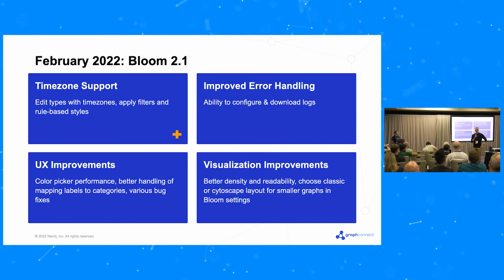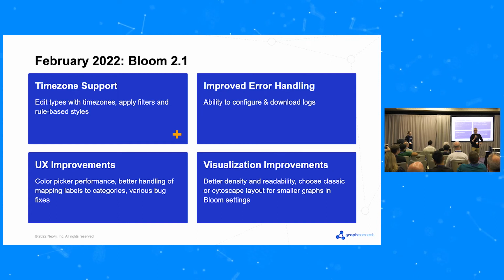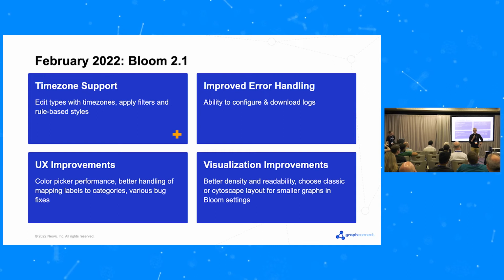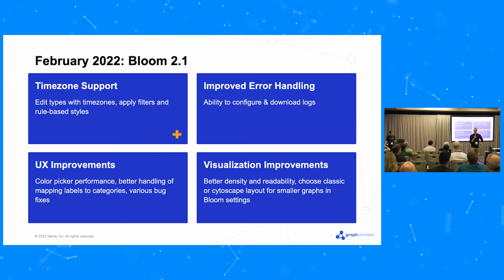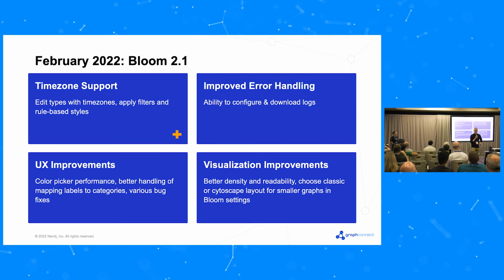And we made some visualization improvements as well. So Jessica mentioned in Bloom 2.0 that we made it so that smaller graphs would settle more quickly. And the way that we did that was we introduced a library called Cytoscape for graphs under a certain size. And we found that some customers preferred the old way for how our small graphs settled. So we have a switch now in the settings panel that was introduced in 2.1 that lets you choose whether you want to use the Cytoscape method or the classic physics method for doing this.